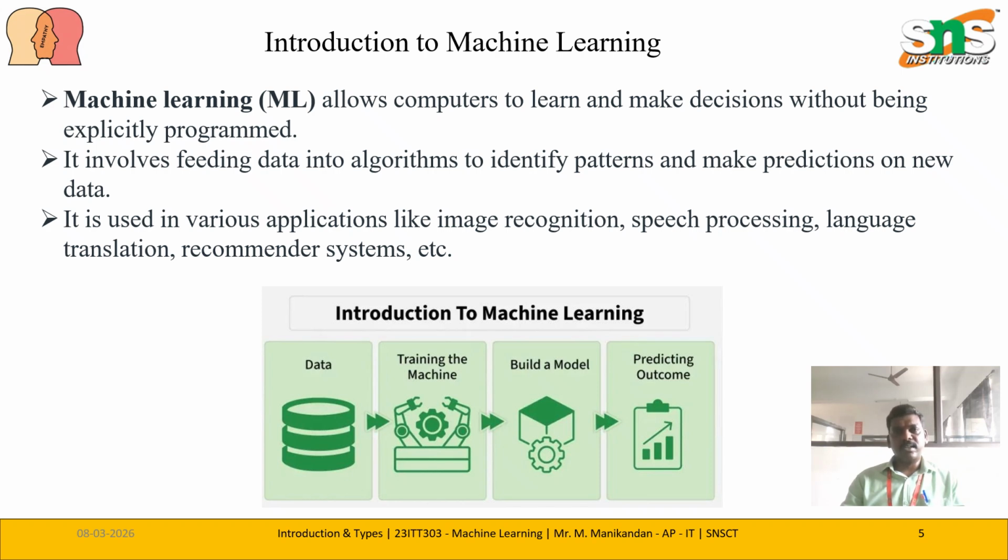In previous things, before machine learning, each and every process was performed under some other applications. Every application will have some tasks, and after completing these tasks, we can get the resultant value. So in machine learning, by giving the input data, it will process it and give the resultant value. It involves feeding data into algorithms to identify patterns and make predictions on new data.